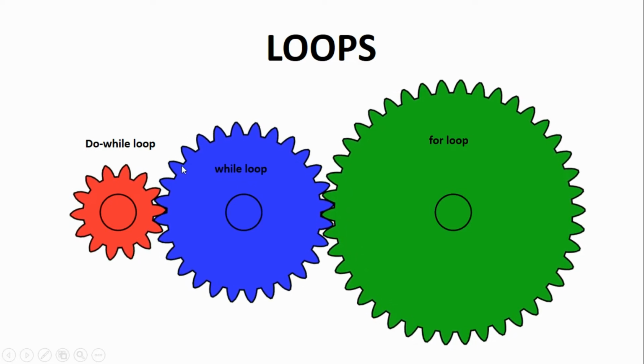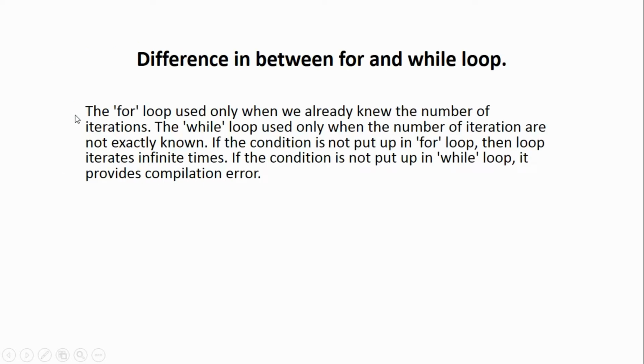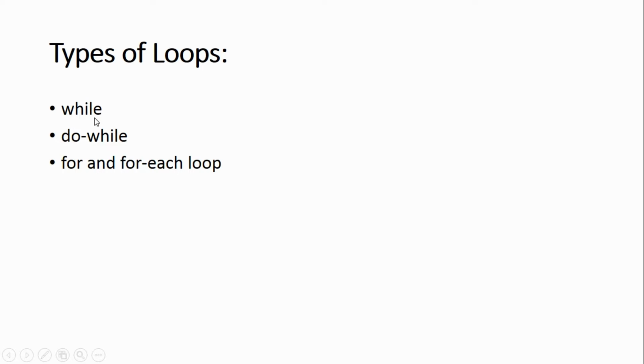So this is basically the types of loops that we have: while, do while, for, and for each loop. We're going to be covering all the concepts. So we're going to be starting from the while loop. We'll try to understand the while loop based upon the syntax that we have, and also how we use that in the code.